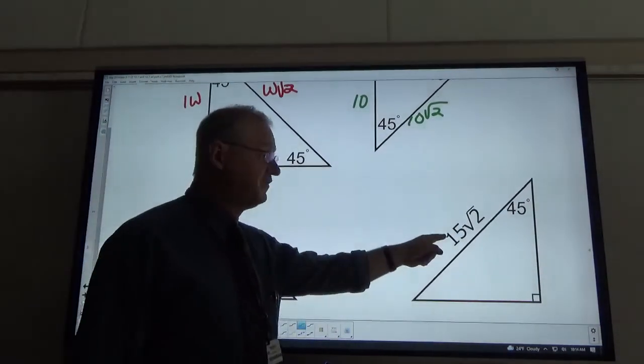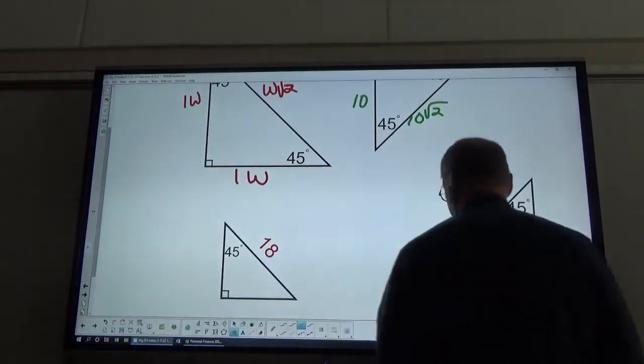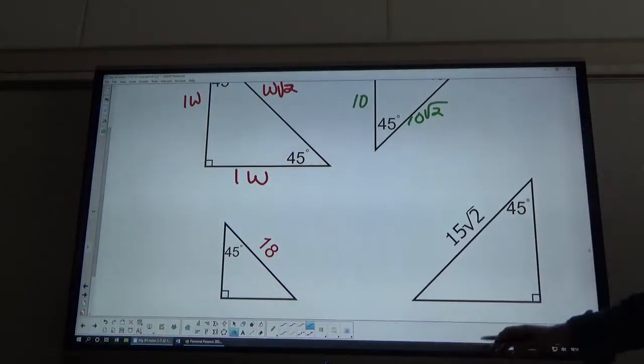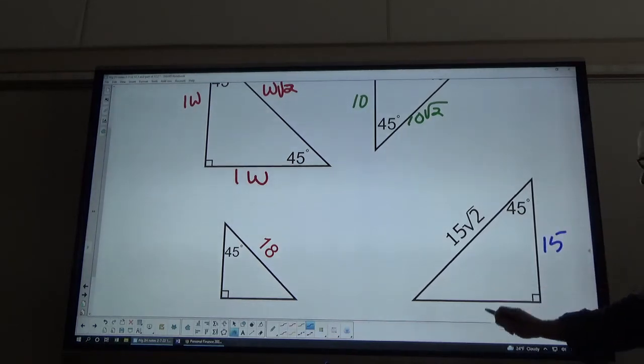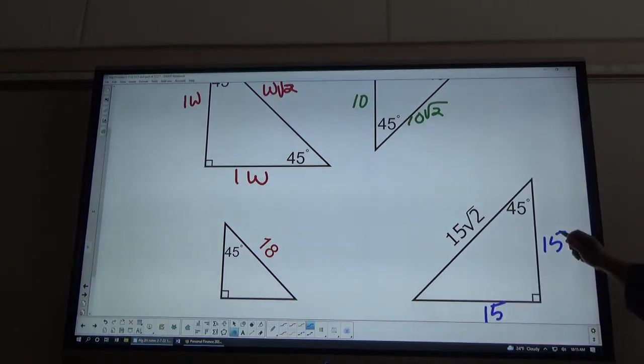If this is 15 square root of 2, then 15 is my w, so 15 and 15. That was pretty easy.